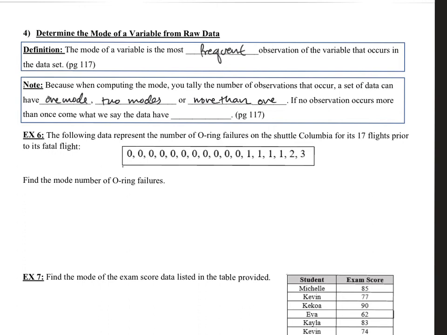If no observation occurs more than once, we say that the data have no mode. So it's possible to have no mode. However, it's not possible to have no median or no mean. All right, let's take a look at the examples.